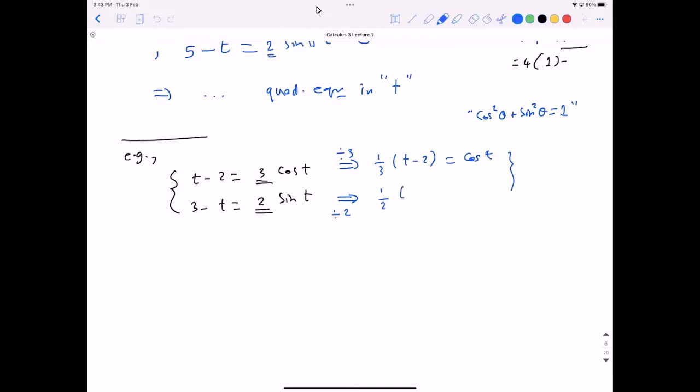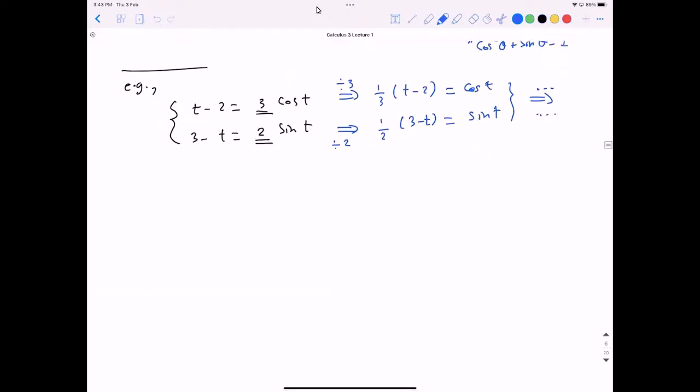Then this is 3 minus 2t equals sine t. The same idea will work again. What to do? Square both sides. What else? Add both sides after squaring. We will get rid of the cosine and sine, but you need to work carefully because of the fraction, then you can get rid of them at all.